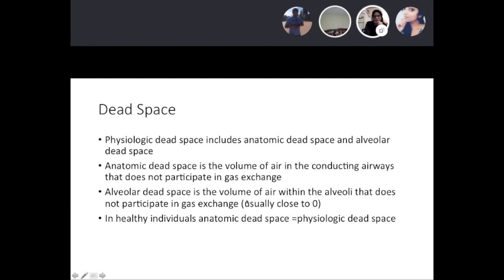The alveolar dead space is the volume of air within the alveoli itself. It does not participate in gas exchange. It's usually close to zero. So it's closer to the alveolar space, but again, no gas exchange is occurring. Okay. And then in healthy individuals, anatomic dead space is very equivalent or the same as the physiologic dead space number. Okay.